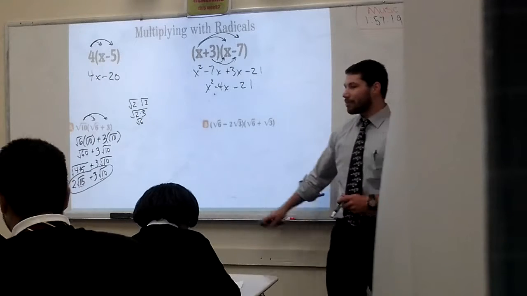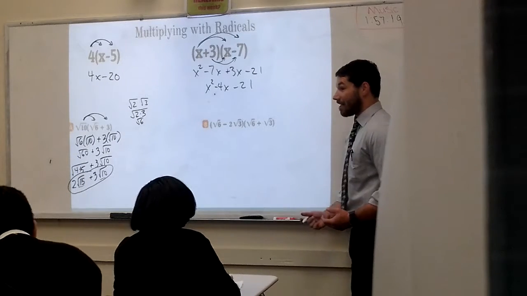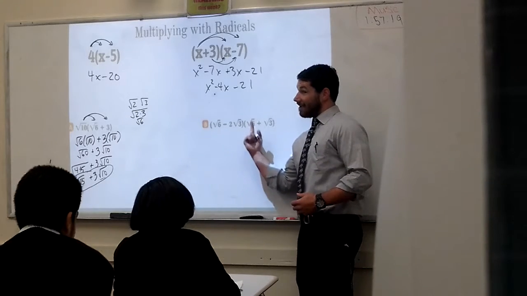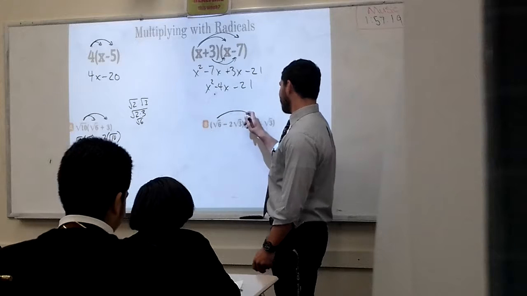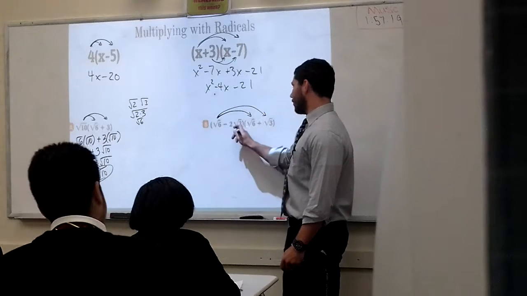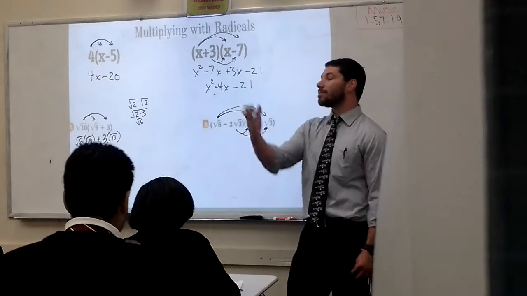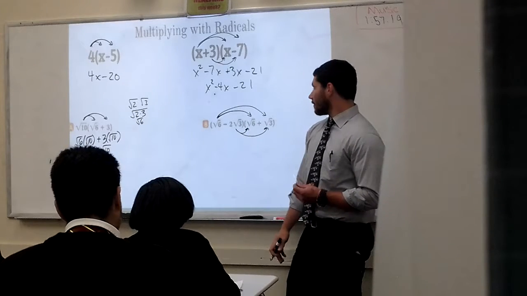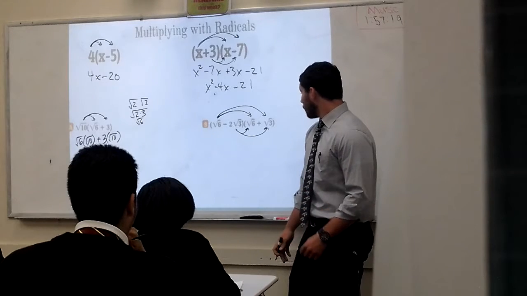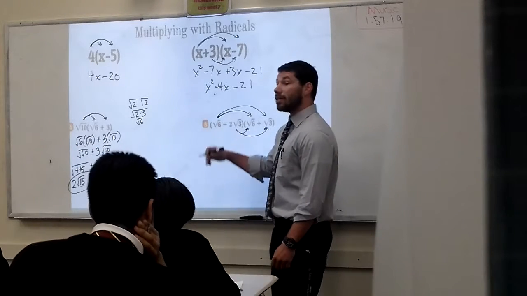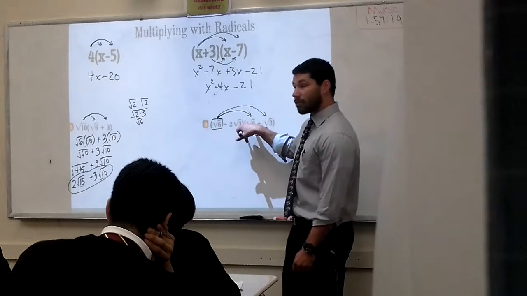What do you think we're going to do if we have this guy? Distribute. That's the same thing as FOIL. We multiply the first terms, multiply the outer terms, multiply the inner terms, multiply the last terms. Exactly the same thing. Does negative 2 not get distributed? Yes, each part gets distributed. So the square root of 6 gets distributed to the square root of 6.